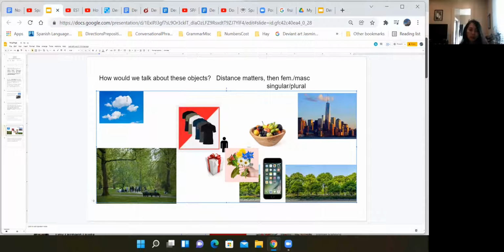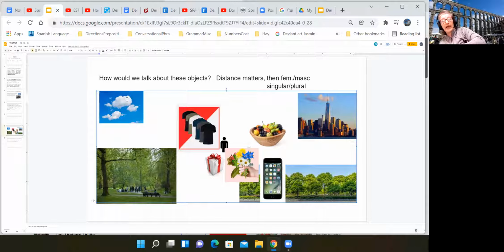Nubes. Clouds. Aquellas nubes. Las nubes. Aquellas nubes. Clouds are not near me or you. Out there, aren't they? Yeah. Están allá. You know, guys, if they're in the land of allá, ahí, allá, yeah, they are aquellas nubes, las nubes, aquellas nubes.